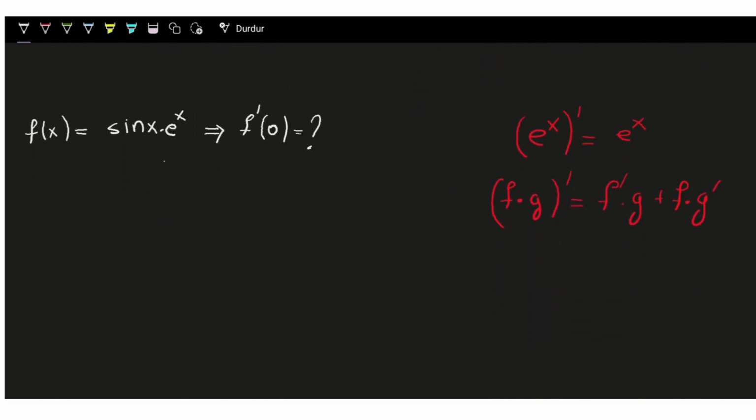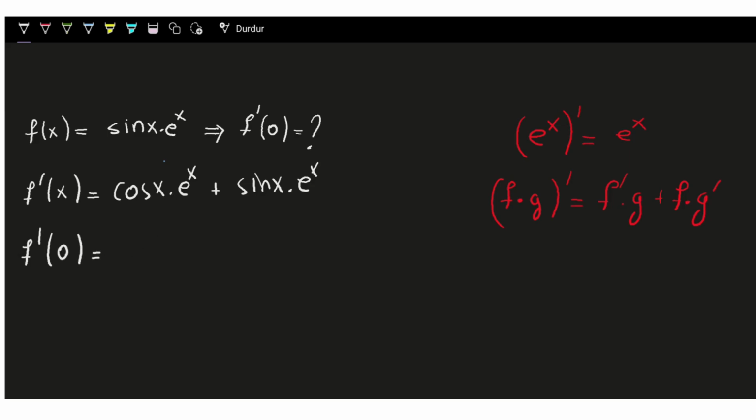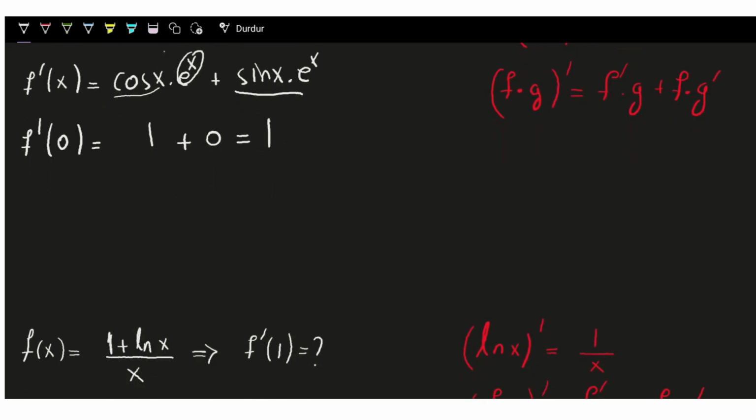Let's solve next example. Derivate this function by using product rule for derivation. Derivation of sine x, cosine x, times e to the power x plus sine x times derivation of e to the power x, e to the power x. Now we can substitute x is equal to 0 into this derivation function. Cosine 0, 1, e to the power 0, 1. We have 1 here, and this is 0. And derivation value of f at the point 0 is 1.